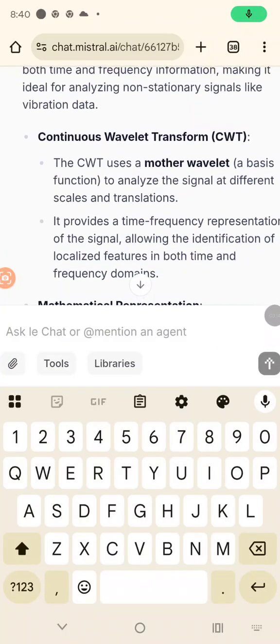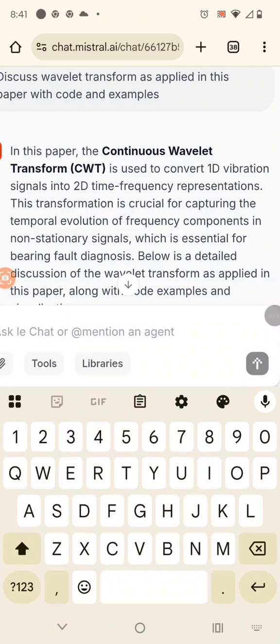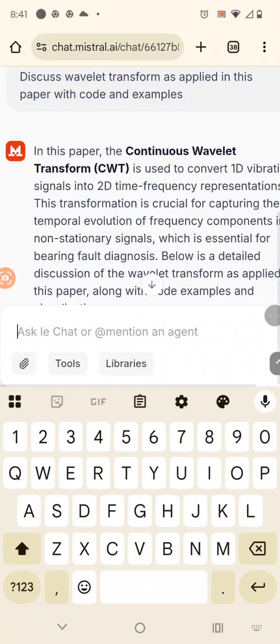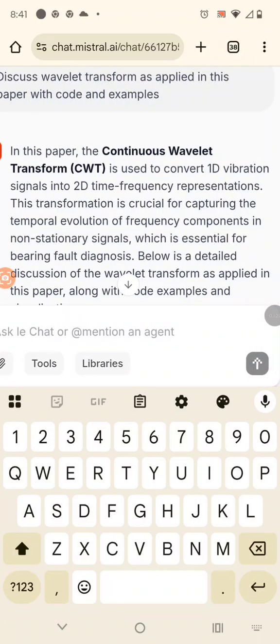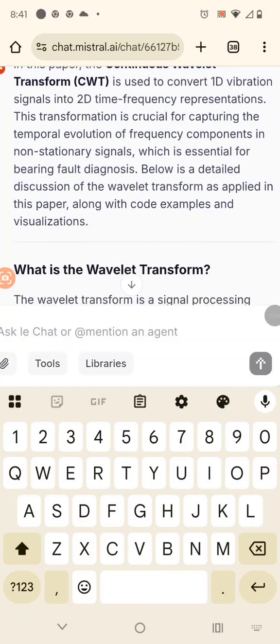So another technique applied in this paper is the wavelet transformation. Continuous wavelet transform is used to convert 1D vibration signals into 2D time frequency representations. So both temporal and frequency information are presented. So the 1D vibration signal is converted into 2D.